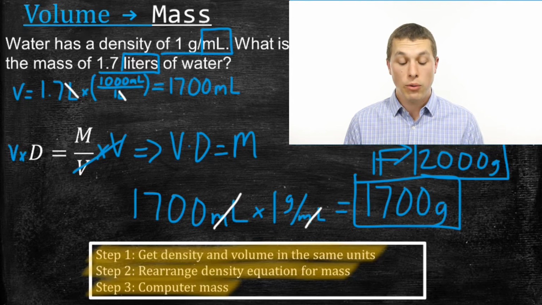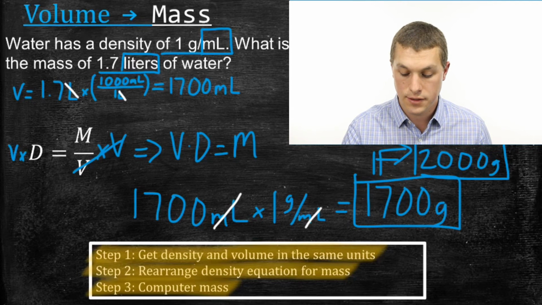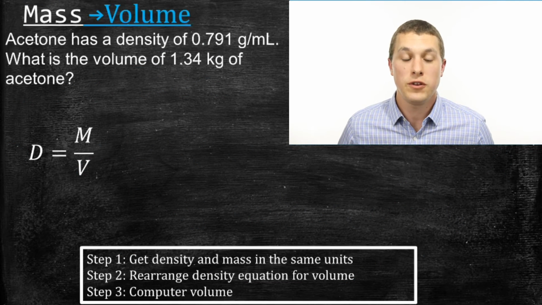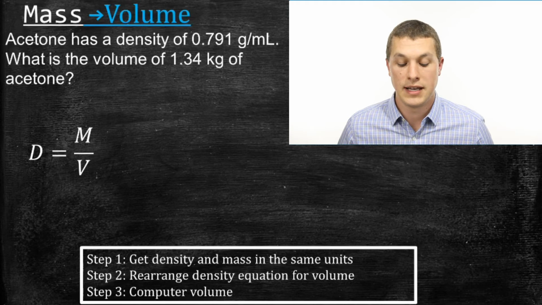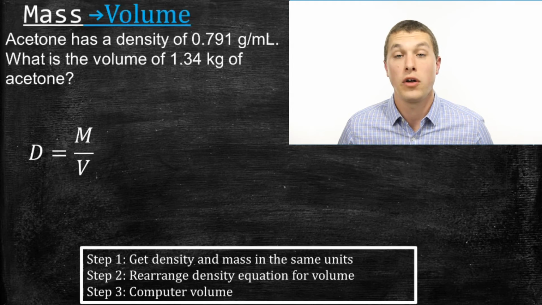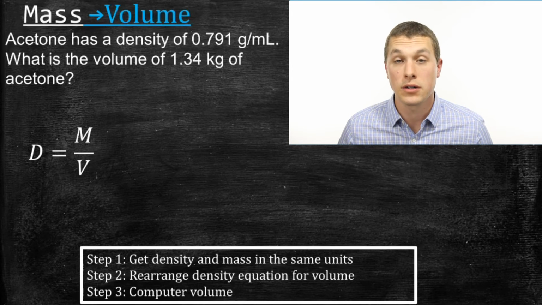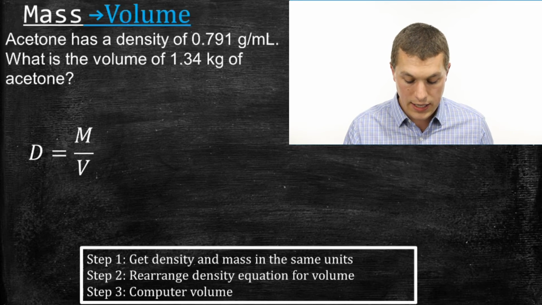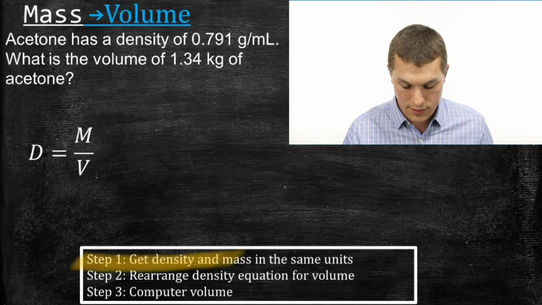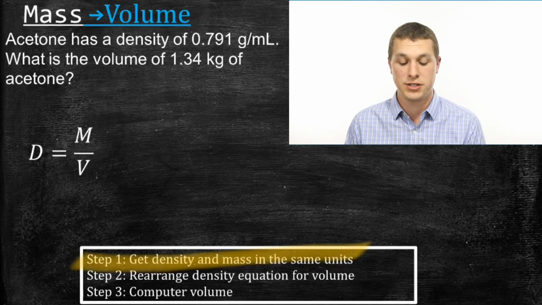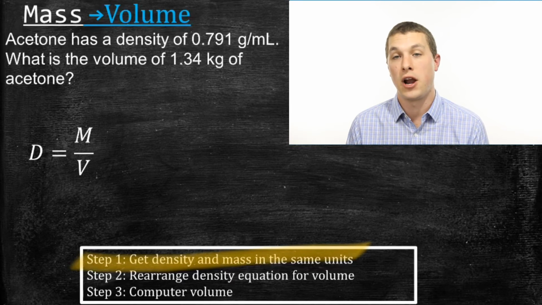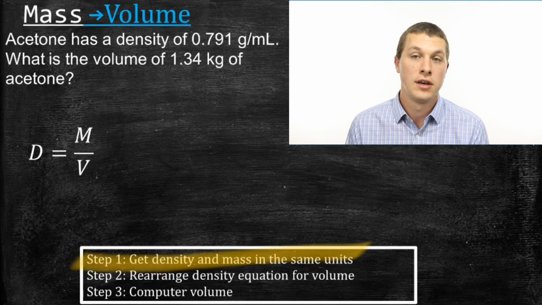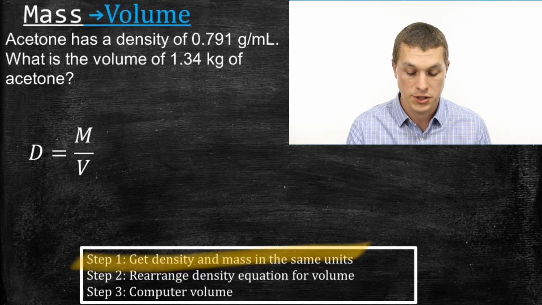All right, now we're going to go the other direction. We're going to go from mass to volume. So this problem asks, acetone has a density of 0.791 grams per milliliter. What is the volume of 1.34 kilograms of acetone? And again, step 1 says get density and mass in the same units. So we always want to make sure when we're dealing with this density equation that our mass, volumes, and densities use the same units of measure.